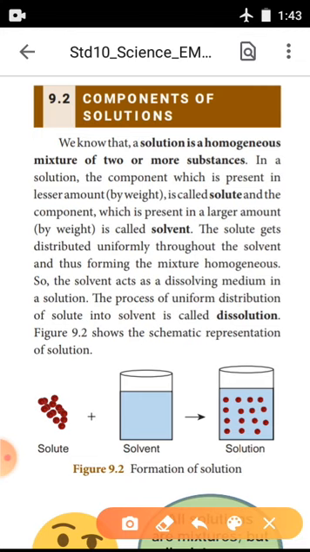What is a solution? A solution is a homogeneous mixture of two or more substances, that is a solution. This is one of the 2-mark questions. What is a solution? A solution is a homogeneous mixture of two or more substances. Homo means same. This is a solution.